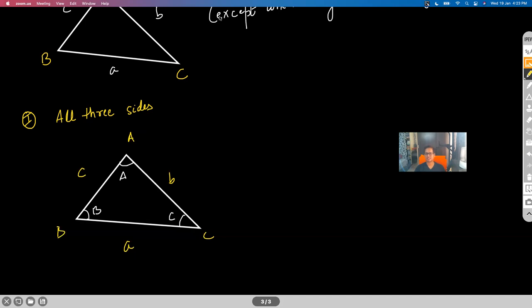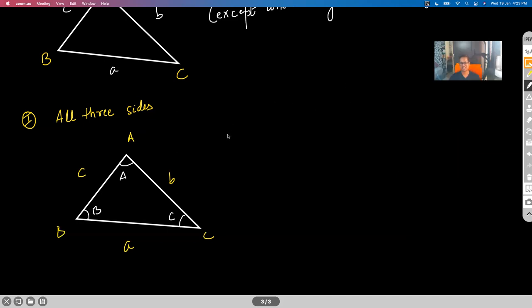Anybody? It's not rocket science. Cosine law, absolutely right, Tejaswini. So by using your cosine law, you can find all the angles, isn't it? So nothing to worry about. This is something which is already known to us. See, I'm not teaching anything new here. It's like solving for a triangle using the properties already known to us, right?